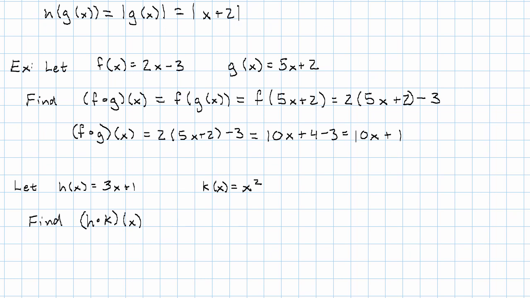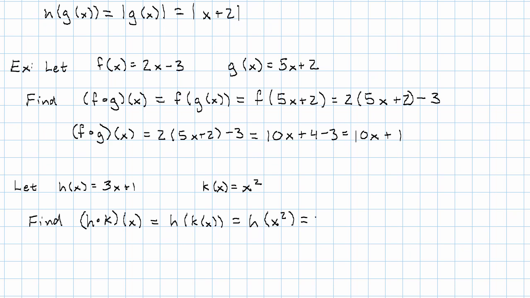Pause the video and try this now. Okay, h composed with k of x, that's h of k of x. K of x is just x squared. So we want to take h of x squared.